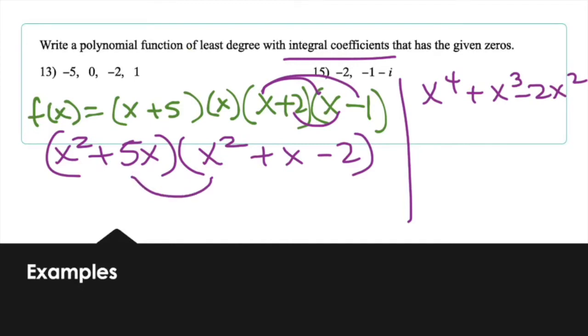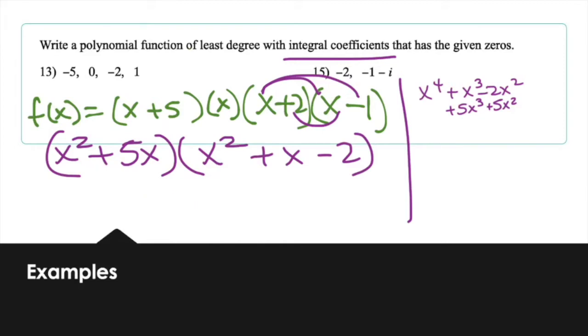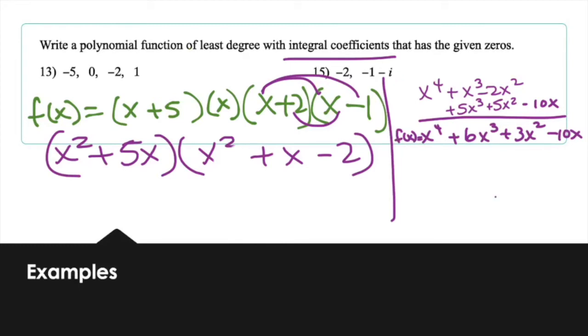Then when I do this one, I'm going to write them under their like terms. That's going to be 5x to the 3rd. And I wrote it here because they're like terms. That will be 5x squared, and I'm going to write it under this. And then this is going to be minus 10x. Bring this down. We're going to just add now. x to the 4th plus 6x to the 3rd plus 3x squared minus 10x. We need to put that f of x at the beginning. All right. There is our polynomial for number 13.